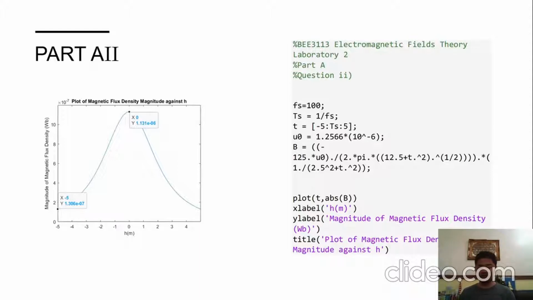The question asks us to plot the magnitude of the magnetic flux density versus h at point P when h is changed from -5 to 5. In order to answer the question, we will use MATLAB Simulink. To create the graph, we will put the values given to us into the code. Fs, which is the frequency, is equal to 100. Ts is the time step, which is equal to 1 per Fs. T sets h from -5 to 5. U0 is the permeability of free space, and B is the magnetic flux density.